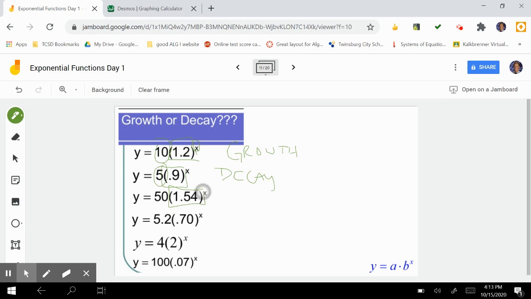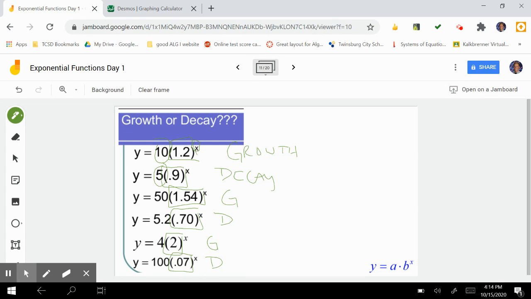Again, we're paying attention to the value inside the parentheses, which is greater than 1, so this is going to be growth. My initial amount's 5.2. In parentheses, that multiplier is less than 1, so that's going to be a decay. Here, it's doubling too, so that's going to be growth because that's much larger than 1. And then this value, 0.07, it's approaching 0, however, not 0, and that's going to be decay.